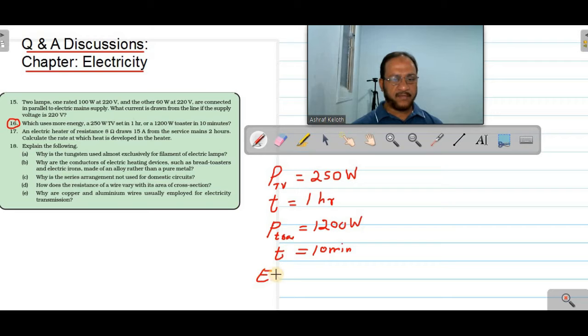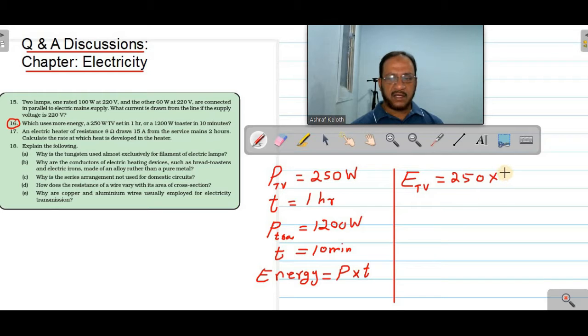We can find out the energy by using the equation: energy is equal to power into time. Then find out the energy consumed by each device. Energy consumed by the TV is equal to the power of the TV, 250 watts, into time. We should convert time into seconds, since it should be in SI unit, so 1 hour should be converted into seconds.